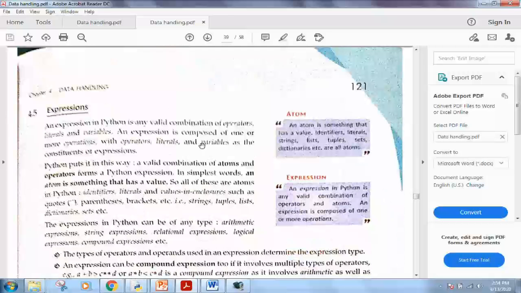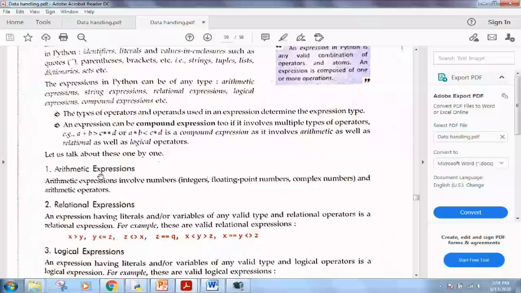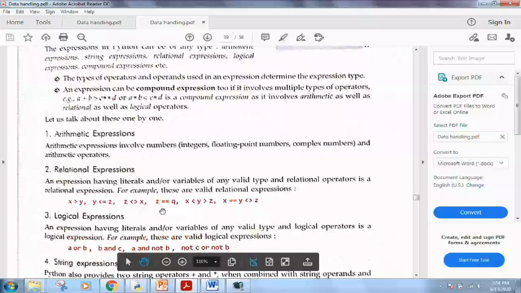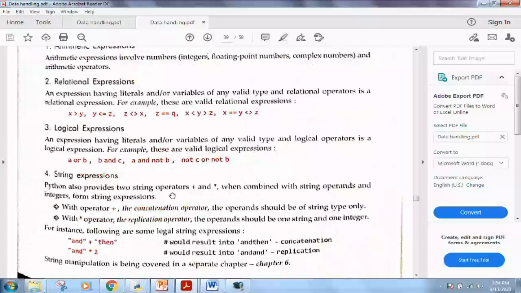Now, I have already explained the meaning of expression. The types of expressions are decided by the type of operators they have. If there are only arithmetic operators, it is an arithmetic expression. If only relational operators are there, it is known as a relational expression, which always gives true or false values. If logical operators and, or, not are available, including relational operators, then it is known as a logical expression. There is one more category, string expressions, in which there will be strings and string operators.